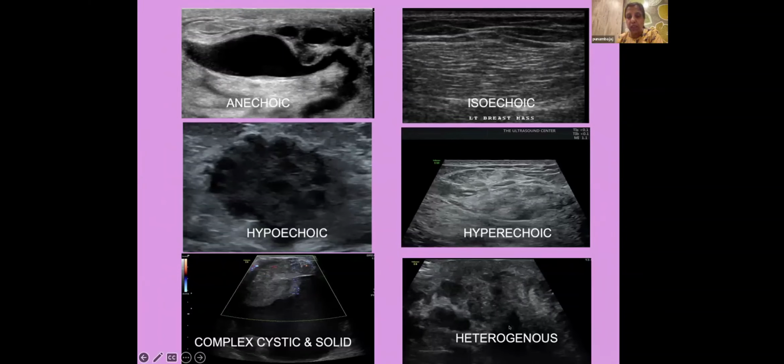And if it's a mix of these echogenicities all in one lesion, we say that the lesion has a heterogeneous echogenicity or echotexture. Another echogenicity descriptor that we must know of is when you see a predominantly cystic lesion with a vascular solid component like we see here, we call it complex cystic and solid echogenicity.